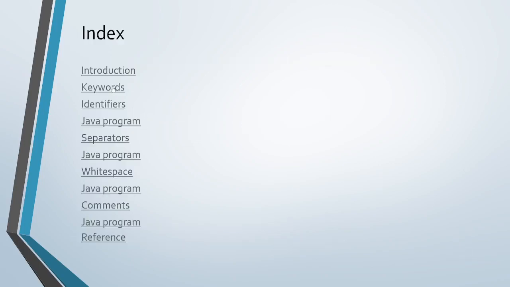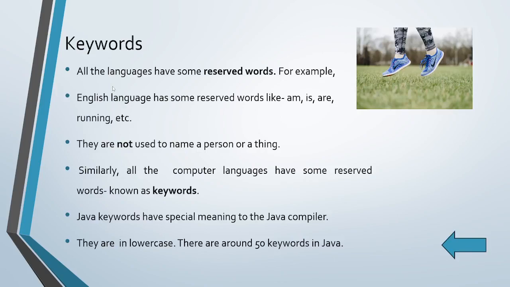Let's see keywords. Any language you take has some reserved words. For example, the English language has words like am, is, are, running, jumping, etc. Reserved words. These words are not used to name a person or a thing. We don't name a thing jumping. Similarly, all the computer languages have reserved words. They are known as keywords.